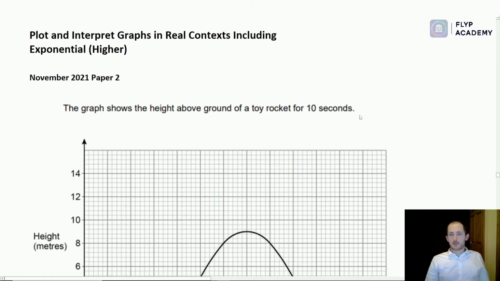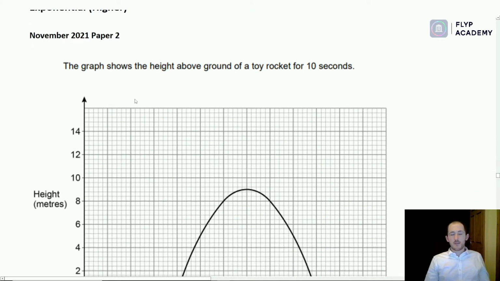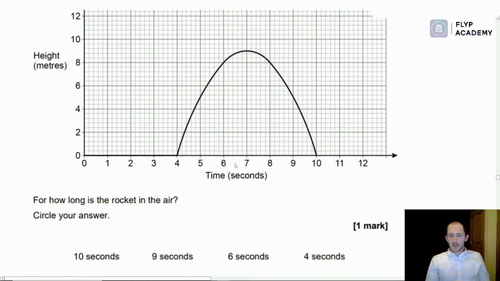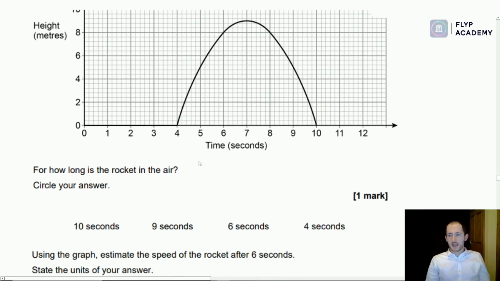So, plot and interpret graphs in real contexts, including exponentials. So here, they like to apply the graphs to real context, as they just say. So for example, the graph shows the height above ground of a toy rocket for 10 seconds. So as you can see, it starts off at 4 seconds, goes all the way up, and it starts to come back down, which you can kind of imagine: going up in the air, slowing down, and then coming back down. For how long is the rocket in the air?